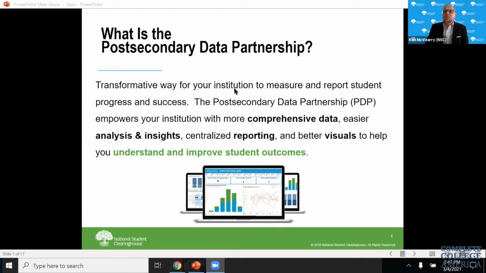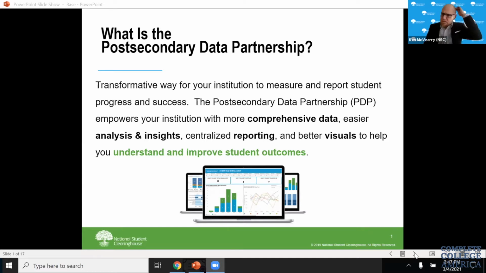And the idea behind it is we're going to give you hopefully back better data than you've utilized before, because it goes beyond that IPEDS, which is all too often that first-time, full-time fall cohort, right? And so we want to be able to give you information about your students, regardless of the term they start, regardless of whether they're transfers, and really help you capture a much more comprehensive picture of your student body. So more comprehensive data, easier analysis and insight tools, a potential way to have some centralized reporting, and ideally better visualizations that can help you digest the data itself.